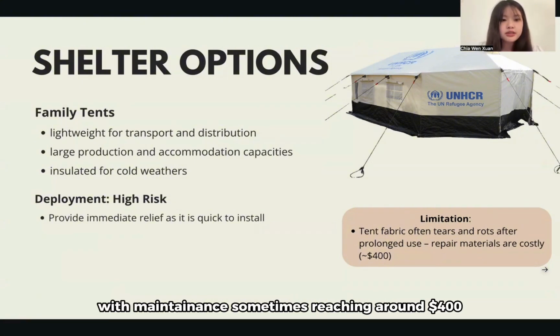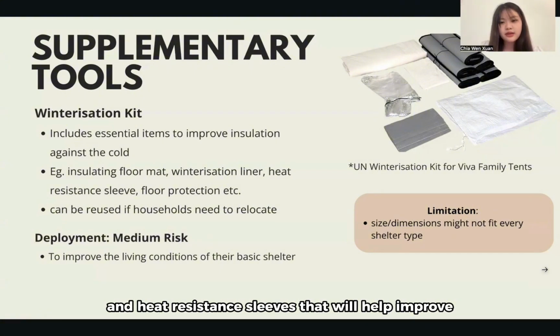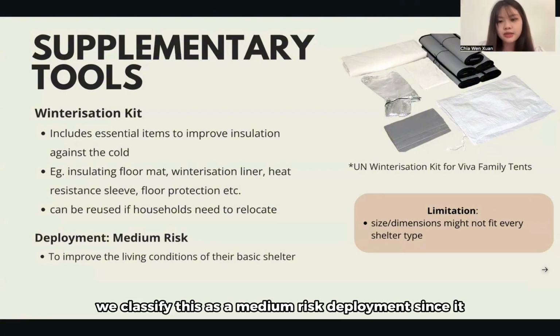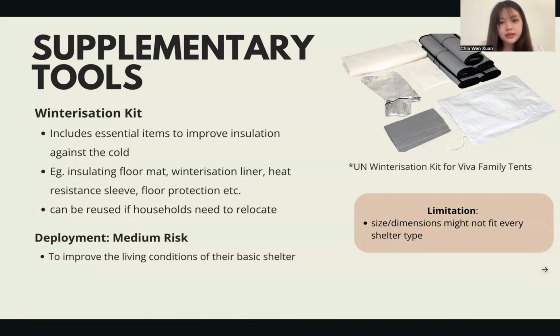reaching around $400. Lastly, to enhance existing shelters, we are also introducing winterization kits that include essential items like floor mats and heat-resistant sleeves to help improve insulation in colder weather. We classify this as a medium-risk deployment since it's mainly meant to upgrade existing shelters rather than building new ones and replacing them. One limitation, however, is that the kit size and dimensions might not fit every shelter type, so field adjustment may be needed.